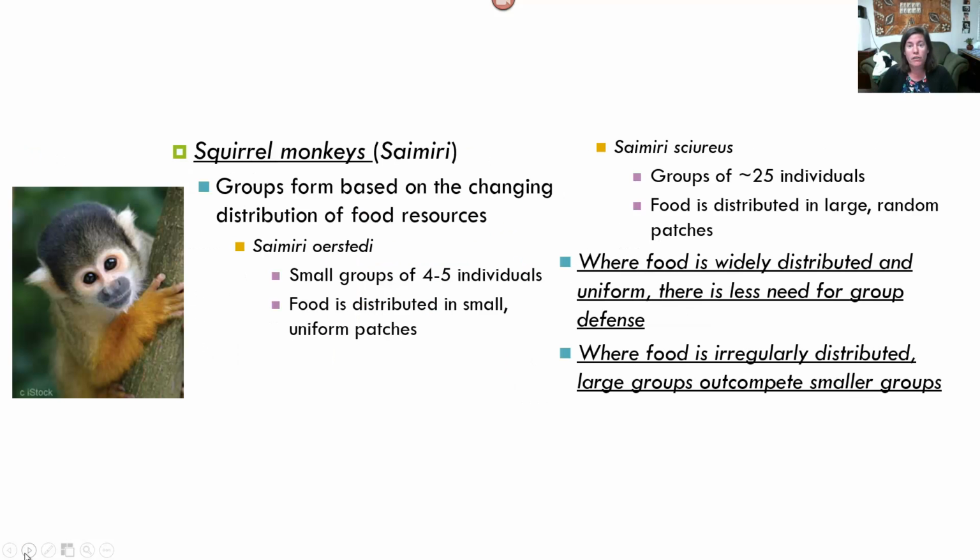Additional studies supporting the resource defense model come from squirrel monkeys, Cimeri. A study of 2 species of Cimeri suggests that groups form based on changing distribution of food resources. In Cimeri orstedii, they have small groups of 4 to 5 individuals, and food is distributed in small uniform patches. In Cimeri scurrius, they have groups of 25 individuals, and food is distributed in large random patches. So basically, where food is widely distributed, there's less need for group defense, and that's why they have these smaller groups. Where food is irregularly distributed in large random patches, large groups outcompete the smaller groups.